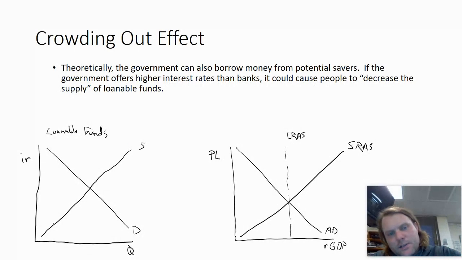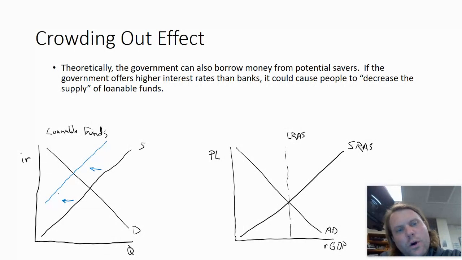Remember, we represent this supply line too. They can't loan money out that we don't save. So if we say the government is going to offer good interest rates for us to loan them money, which happened during World War II and a lot through the 70s and 80s, we could also say that it's going to decrease the supply of loanable funds.